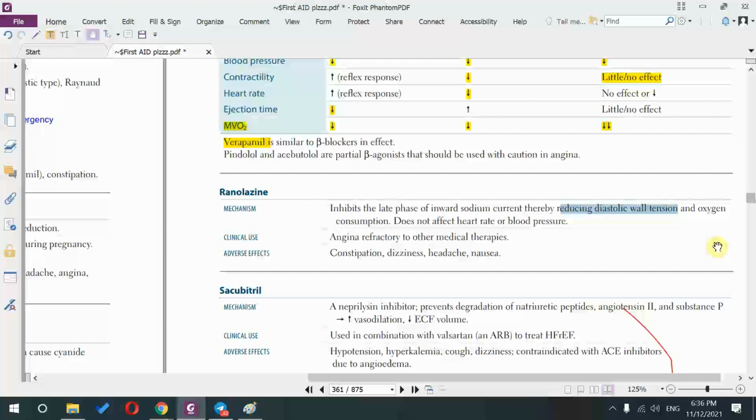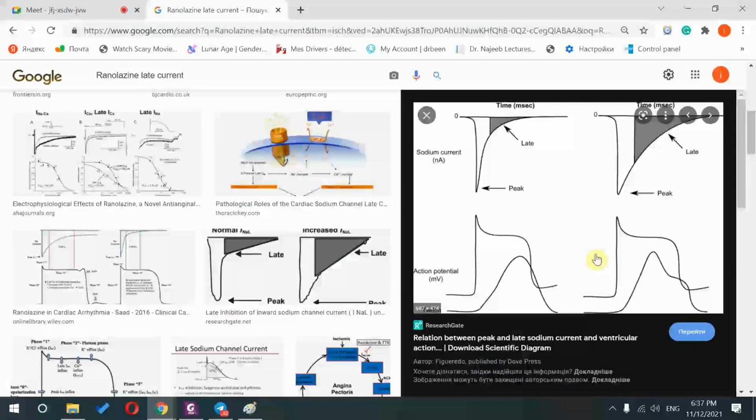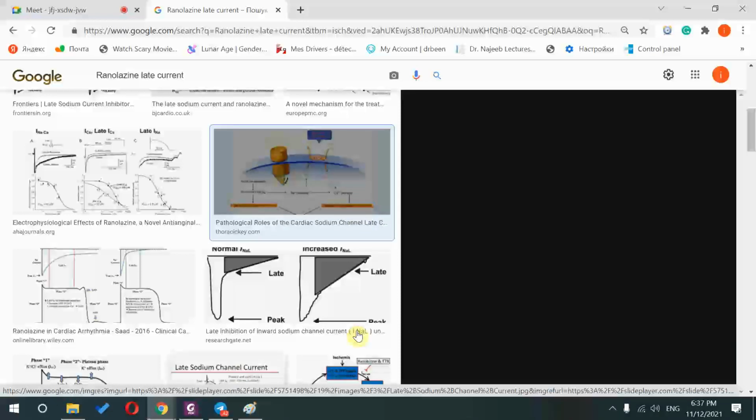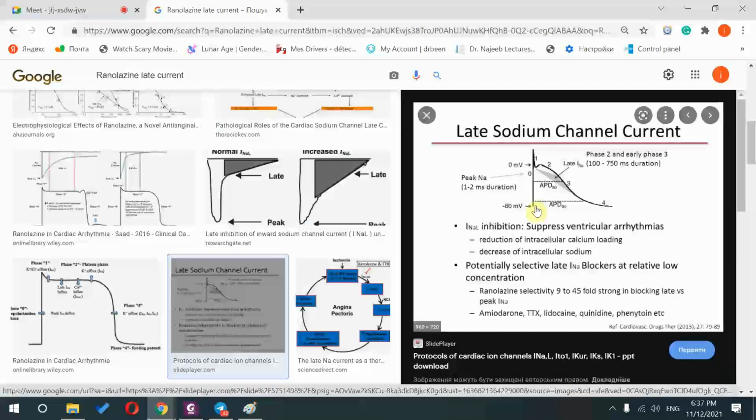Oh, shoot. Okay, I made a mistake. Okay, got it. So here it goes something like this. If you remember when we spoke about the typical cardiomyocyte, it had this late phase. So remember we had the plateau and we had phase 3. We had sodium channels acting here. And the sodium channels are the ones inhibited in case of ranolazine.